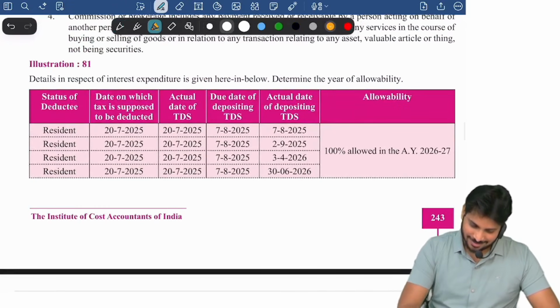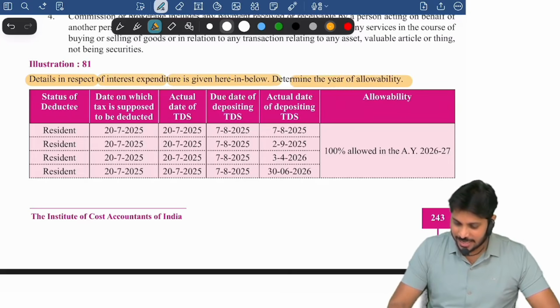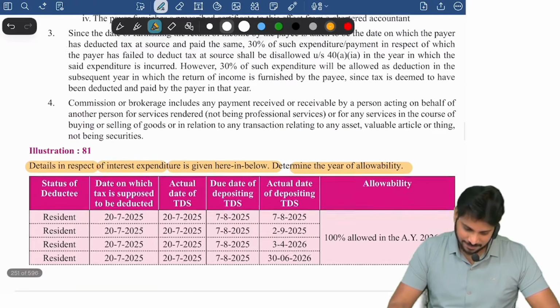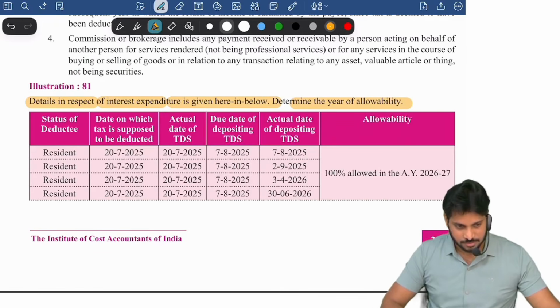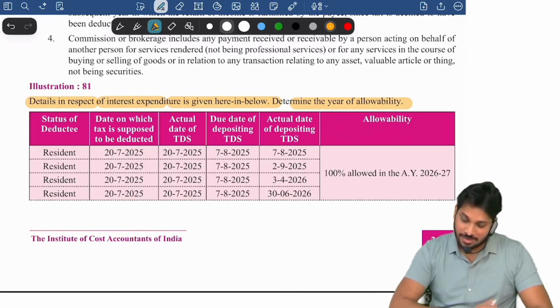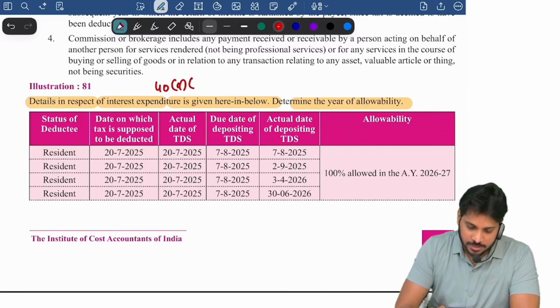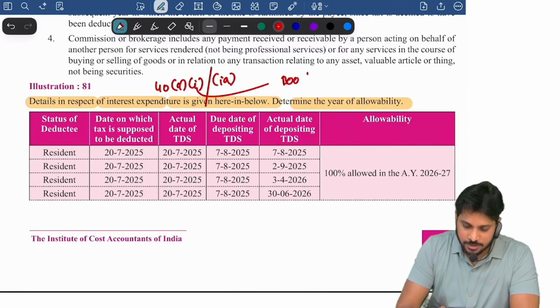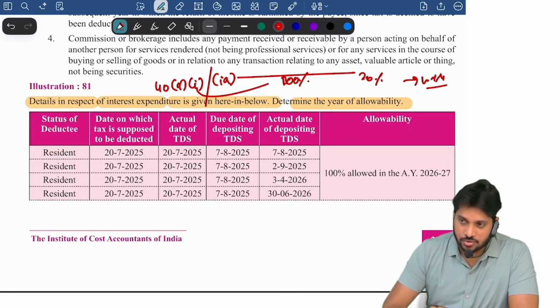TDS provision. Details in respect of interest expenditure is given to decide the year of allowability. Okay, fine, we'll see. Next one. 81. This is regarding 40 subsection A clause 1 or 1A. Remember, 1 is 100% disallowance, 1A is 30% disallowance. Now I want you to watch at least my marathon. If at all you forget this disallowance, watch the marathon.